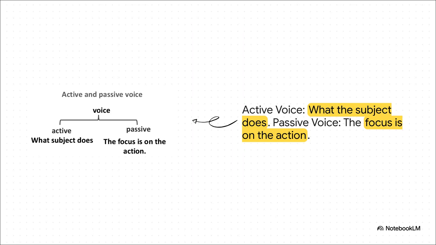So let's break it down even simpler. Just think of it like this. Active voice puts the spotlight on who did the action. The doer is the star of the show. But in passive voice, we move that spotlight. The focus is now on the action itself, or whatever is receiving the action. The whole perspective just flips.